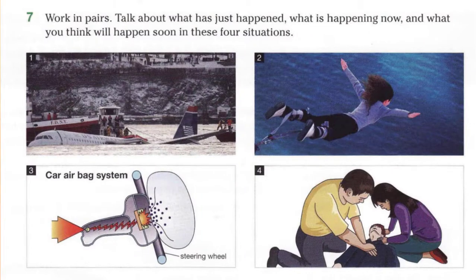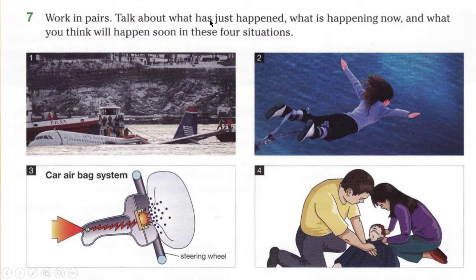Now please open your coursebook, or let's move to page 18, exercise 7. Talk about what has just happened, what is happening now, and what you think will happen soon in these 4 situations. So we are going to talk about the 4 pictures here using 3 tenses.